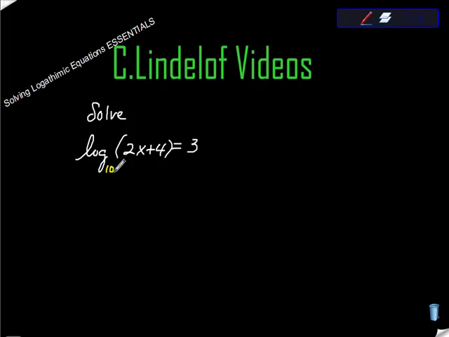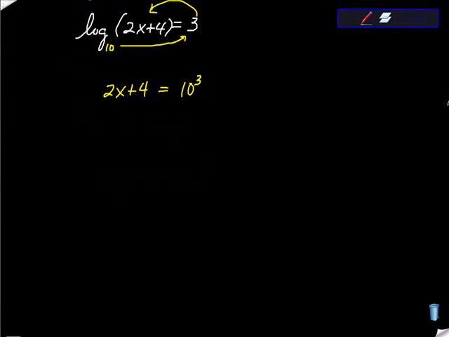First thing I'm going to do in this case, because I need to get to this argument, is I'm going to exponentiate. That is, I'm going to take this out of logarithmic form and put it in exponential form. So I'm going to get 2x plus 4 is equal to 10 to the third power. I'm going to convert 10 to the third power. 10 to the third power is equal to 1 with 3 zeros. We have 2x plus 4.